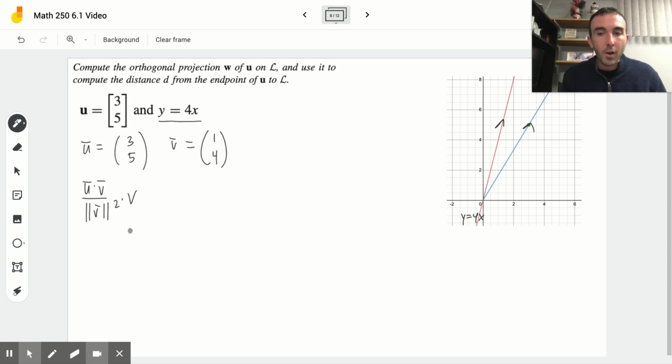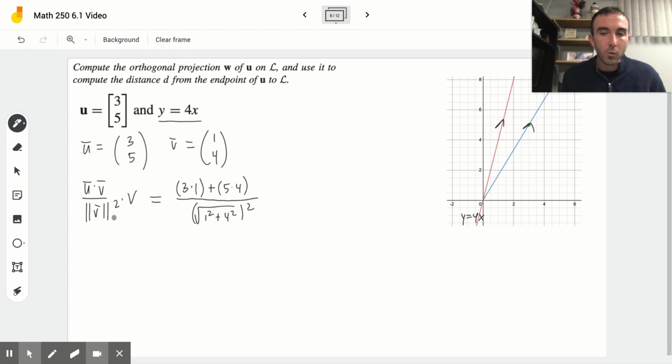We want to find the dot product of U and V over the norm of V squared times vector V. That will help us find our projection and our distance. So to plug this all in, I'll work this out. V dot U would be 3 times 1 plus 5 times 4. That is our numerator. Our denominator, the norm of V, is 1 squared plus 4 squared, but then we want to square that.